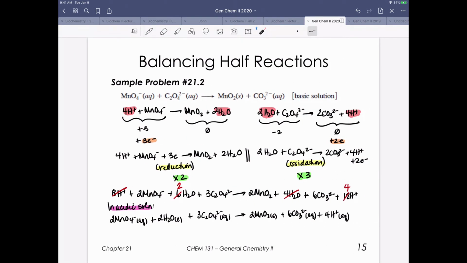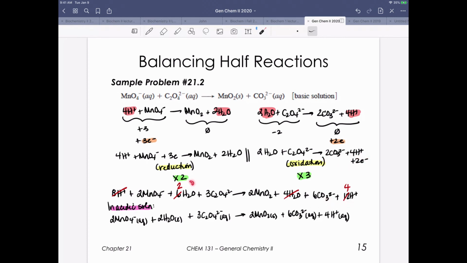All right, so again, a lot that we have here. If we're looking at 8 H pluses, and we're scaling up this guy where I'm doing summing and scaling at the same time, so 8 H pluses, 2 MnO4s, and then 6 waters and then 3 oxalates. That's how we get all of our reactants here. All of our products are going to be 2 MnO2s, 4 waters, 6 carbonates, and then 12 H pluses.